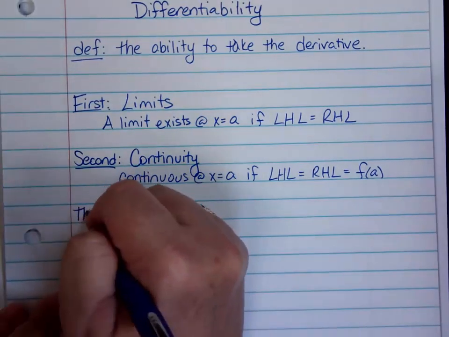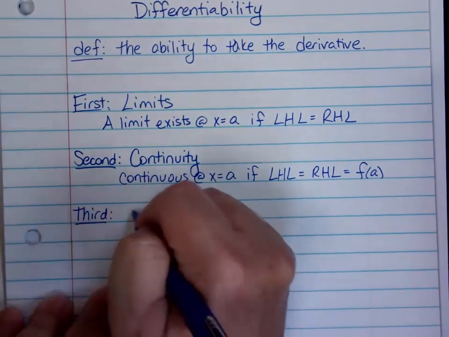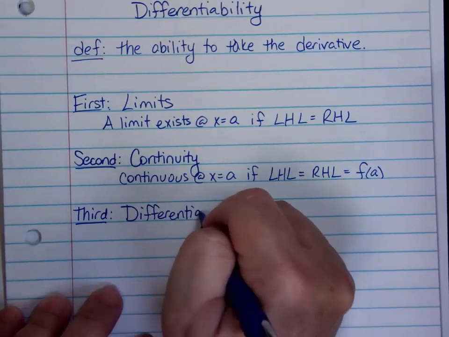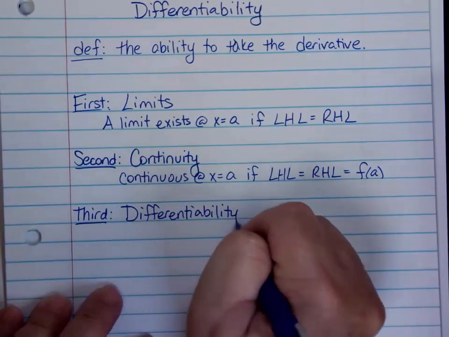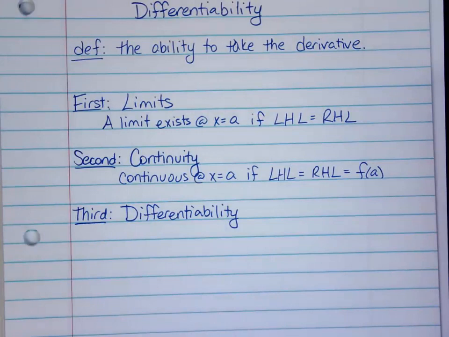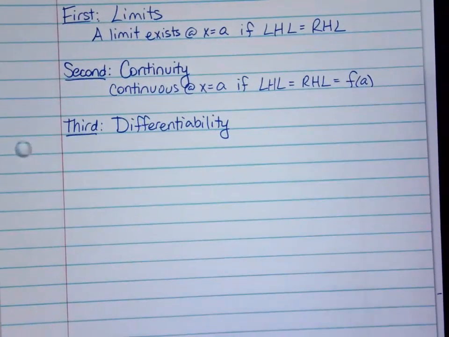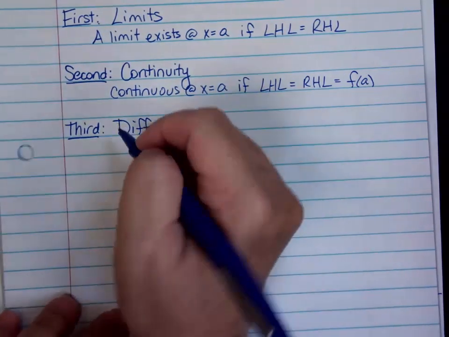The third one, and the one for today, is differentiability. The word is so long. By the way, most of the time through the notes, I'm going to abbreviate differentiability as DIFF, and that is allowed on the AP exam. If they don't understand what you mean, they won't give you credit, that's the point.